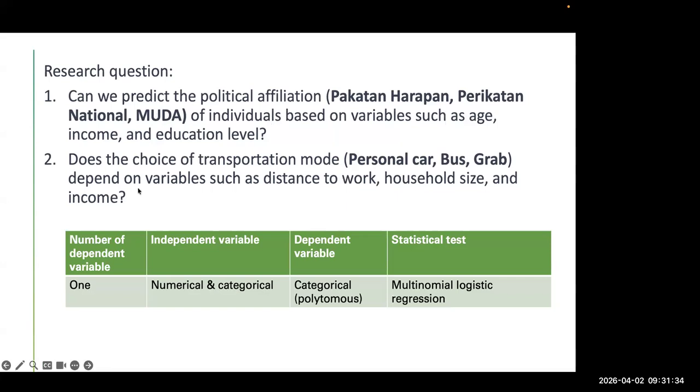Second, does the choice of transport mode, either personal car, bus, or Grab, depend on variables such as distance to work, household size, and income? Now you have the categorical, but it's more than two. You have personal car, bus, or Grab. So now I have one outcome only that I want to study, which is categorical, but more than two. We call it polytomous: personal car, bus, or Grab. And then my independent variables are the distance to work, household size, and income. So in this case, I have to use multinomial logistic regression.